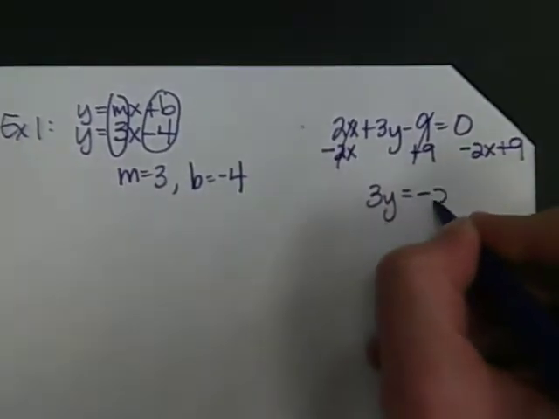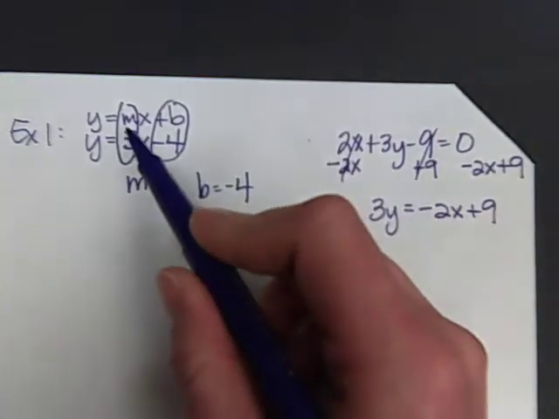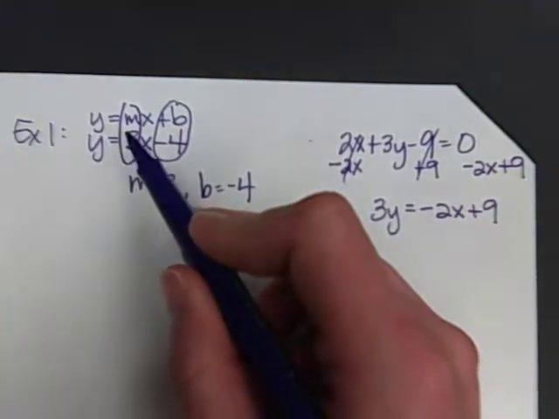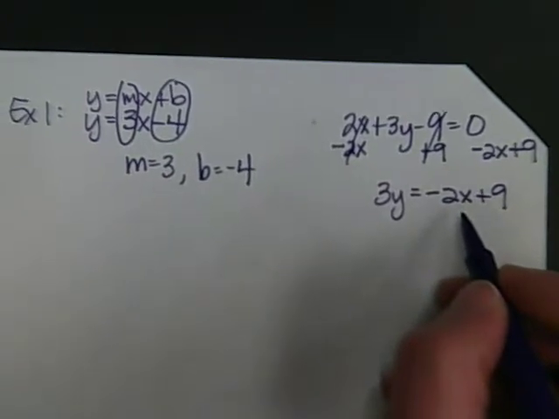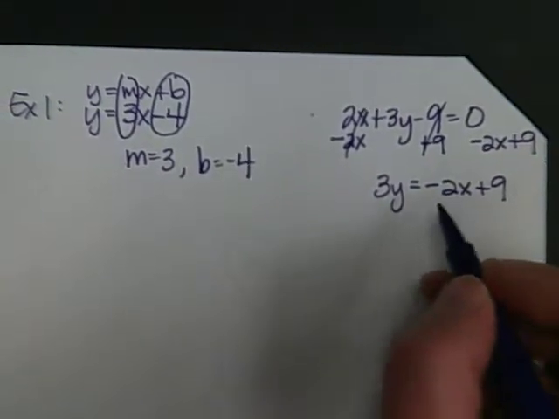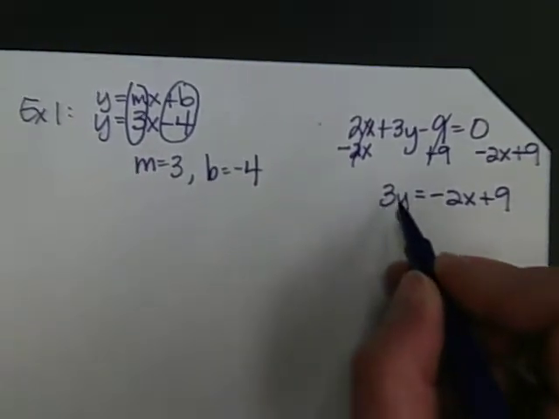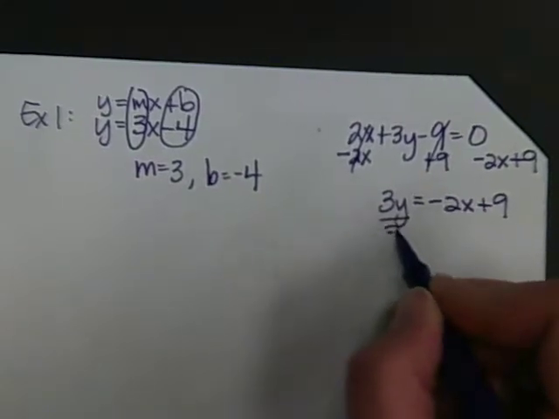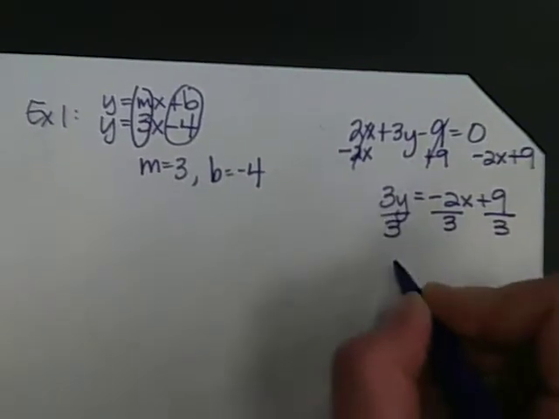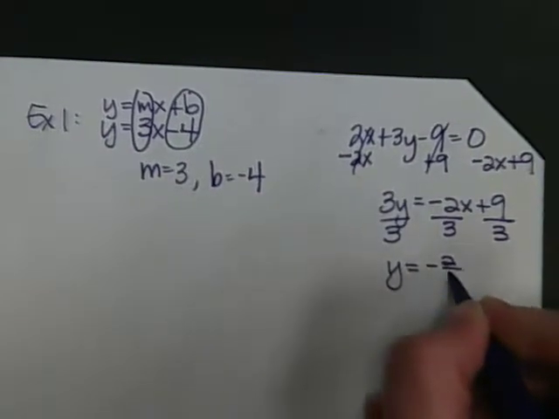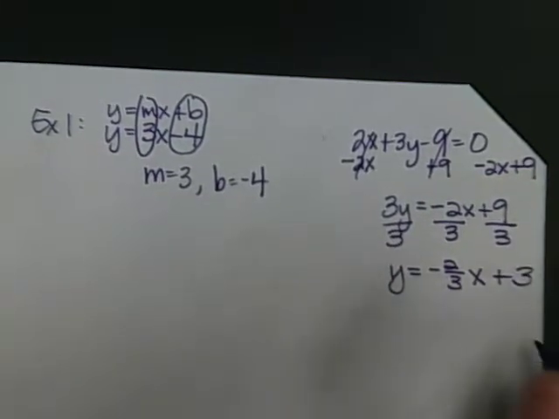3y equals negative 2x plus 9. Notice I put that x term first, because we're trying to get it to look like mx plus b. I always put that x term first, so I'm already getting it close to that form. Now I want to get y by itself. The operation between these two is multiplication, so I'm going to divide by 3, which means I divide everybody by 3. So this would be y equals negative 2/3 x. I can't reduce that. Plus 9 over 3 is 3.